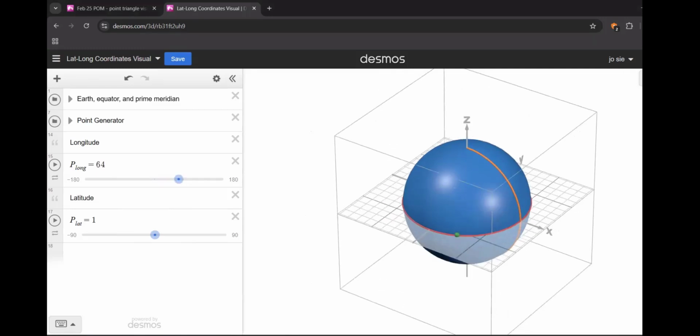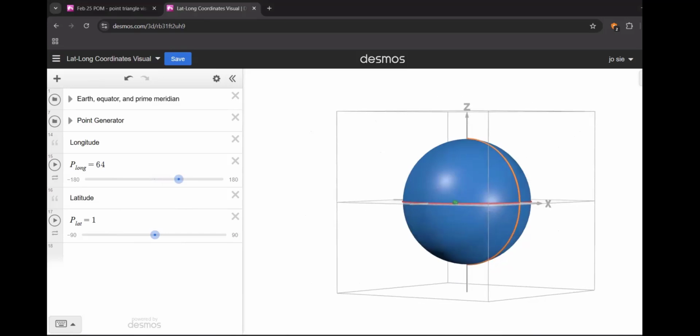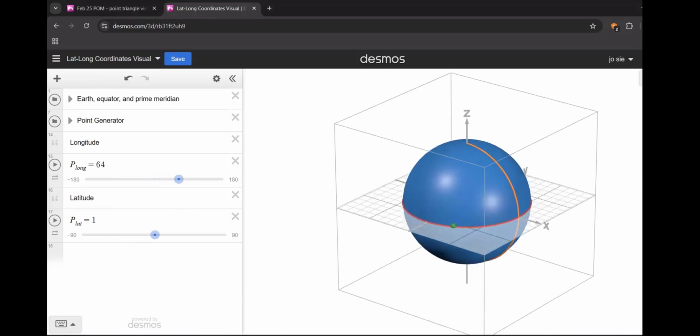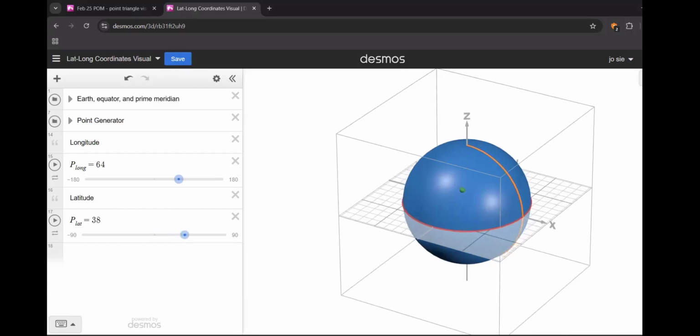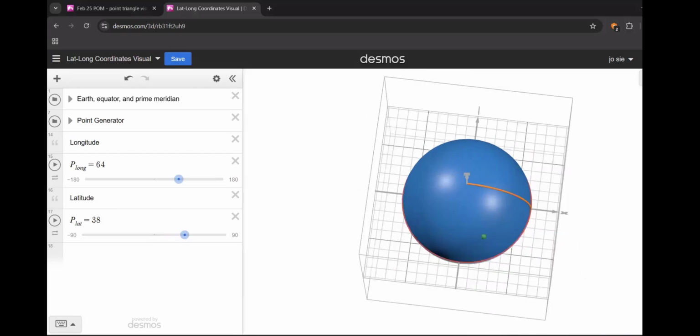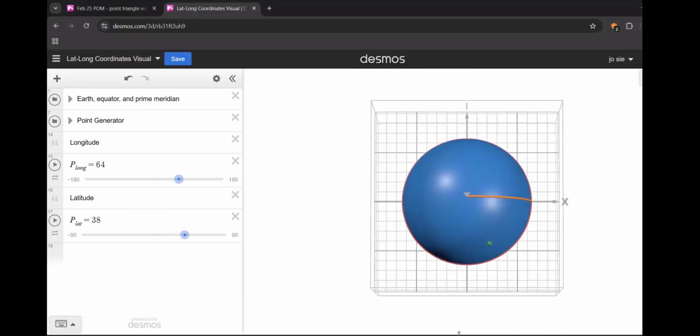Then my latitude, again, 0 puts us at the equator. When I increase my angle, I move up. So that is going to be the convention that I am using when I work through the rest of this.